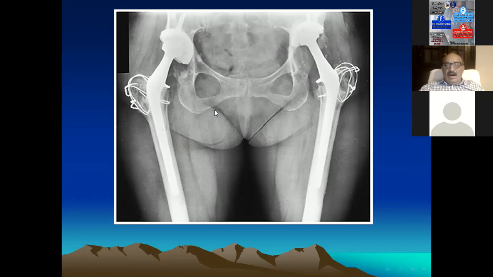But remember, this one had dysplasia of the acetabulum here. The cup was inserted lateralized and high, and in only 1 year, I remember, this patient came to me with failure and dislodgement of the acetabular cup. So high hip center is not the best way to reconstruct.